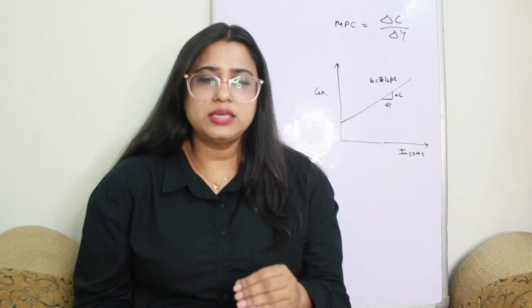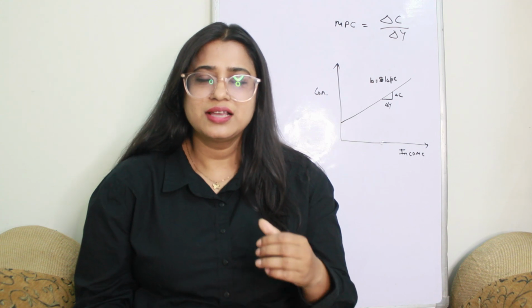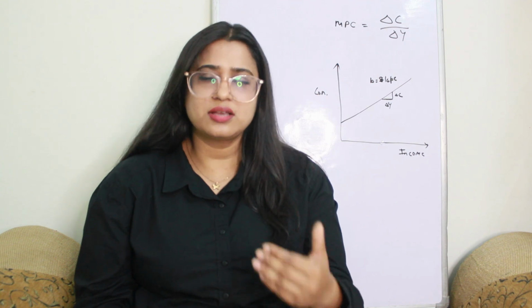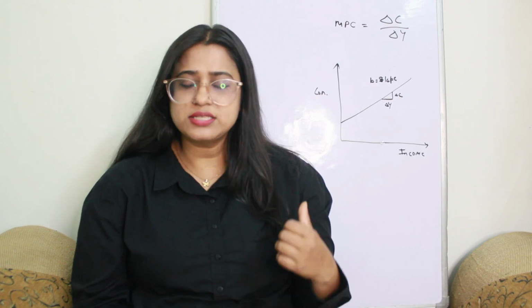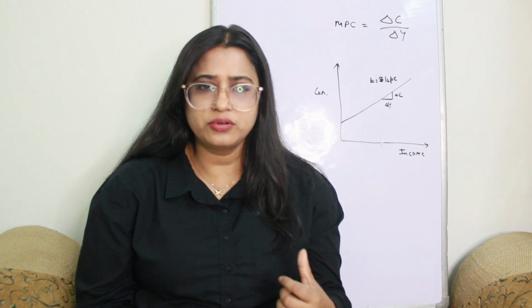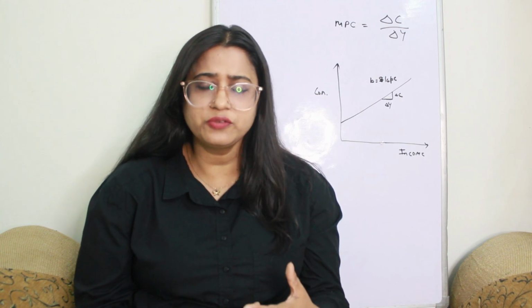But he was forgetting that this is not just delta C upon delta Y. It is the change in consumption expenditure as a result of a change in income, right? As a result of a 1 unit change in income, what is the change in consumption expenditure? And that is generally positive, right? You can see in this graph, the consumption function has a positive slope.